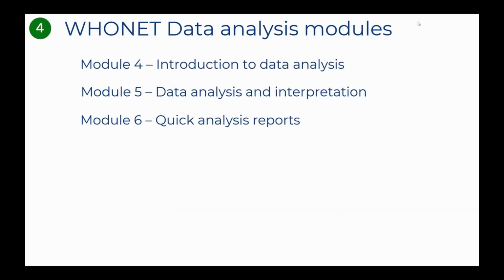In WHONET, there are two kinds of analyses. One, interactive analyses, where you choose the analysis details, such as the organisms and isolate filters. And two, quick analysis reports, where the analysis details have been previously defined, either by the WHONET team in Boston or by your local WHONET users. In Module 4, we will review the steps required to run an interactive analysis, while in Module 5, we will turn our attention to the objectives of each type of analysis and the interpretation of results. In Module 6, we will review the quick analysis reports.